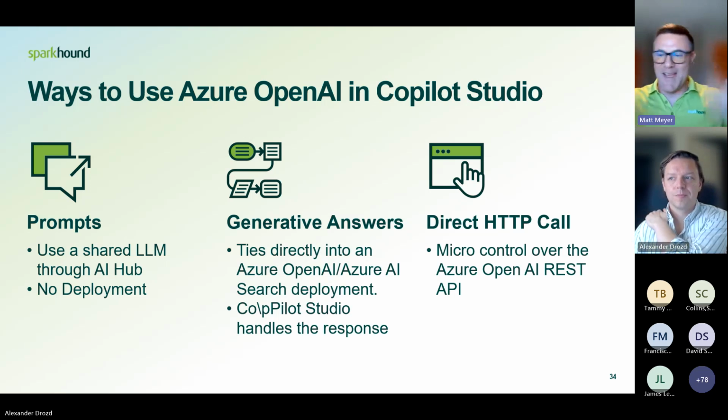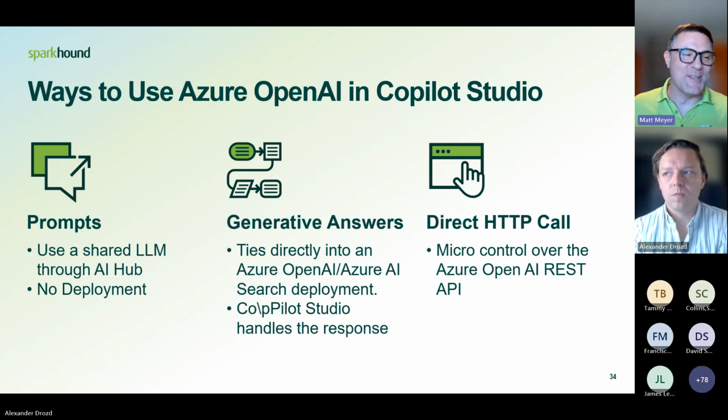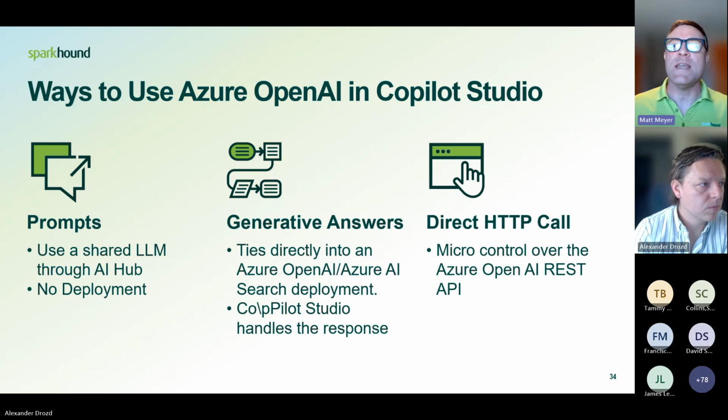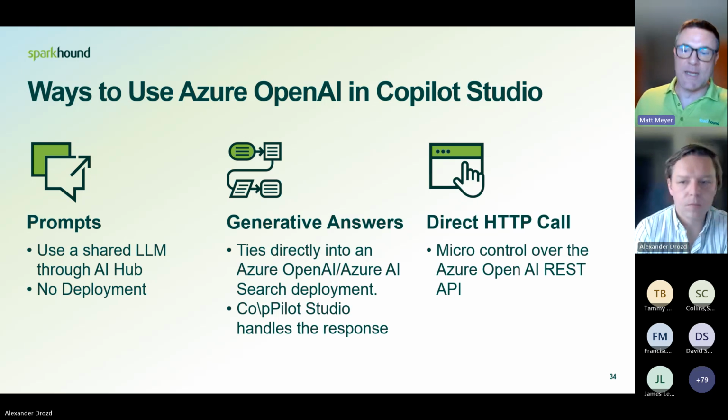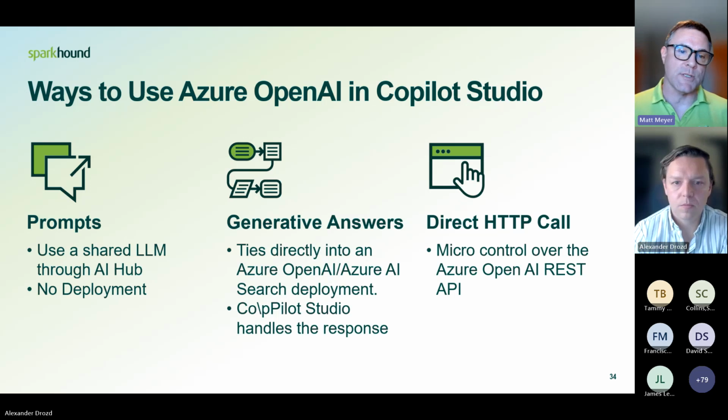I'm sorry, I got confused. Excuse me for just a second. The way I use OpenAI in Copilot Studio is I have prompts, and a prompt is a way that I can use the LLM outside of actually deploying something in Azure. So I have a way that I can send a prompt with data to the LLM to get a response back, and I'll show you how to use that here in just a second.